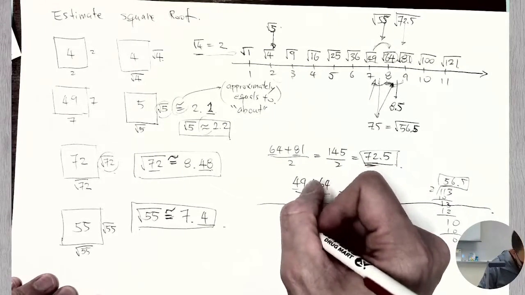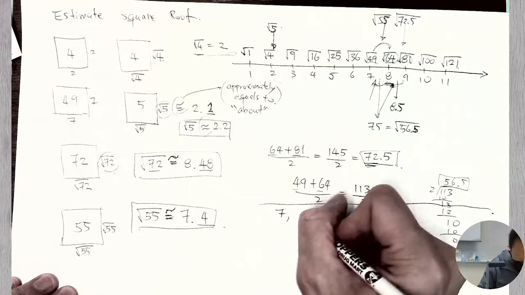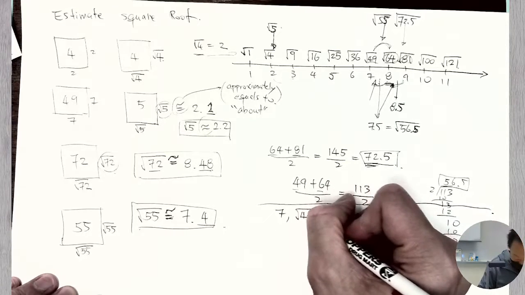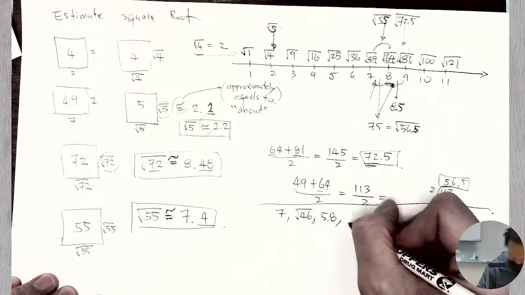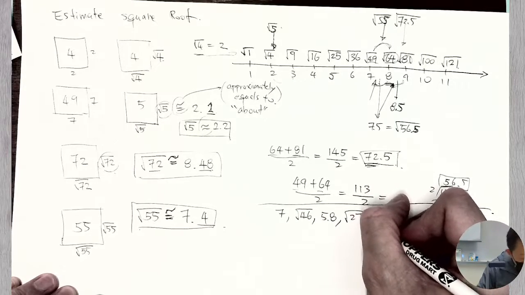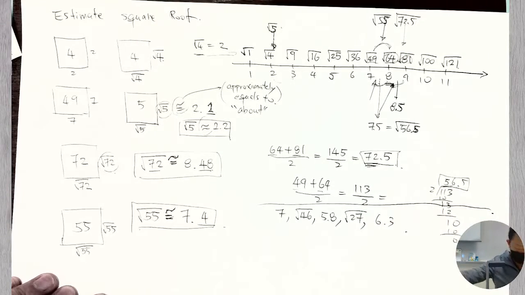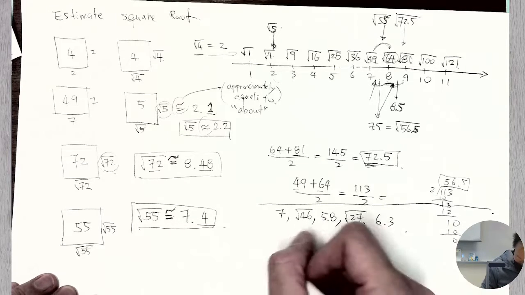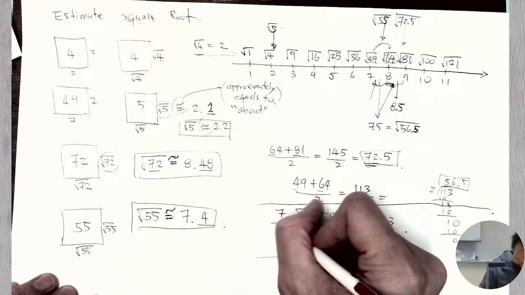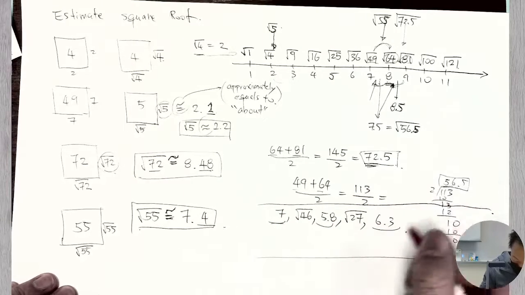If we need to rearrange this set of numbers, 7, square root of 46, 5.8, square root of 27, and 6.3. Okay, how do we go about doing this? Let's arrange them, put these numbers on the number line. Let's start with the decimals and integers, right?